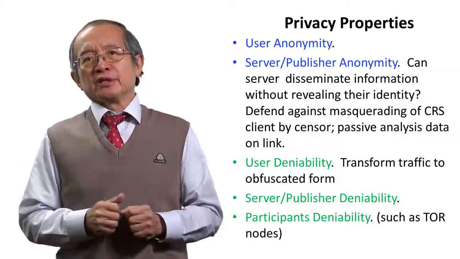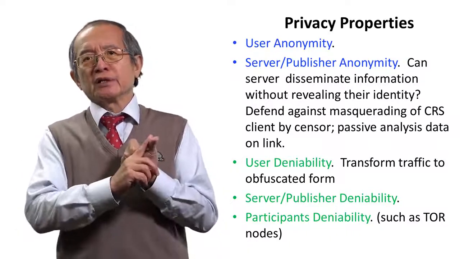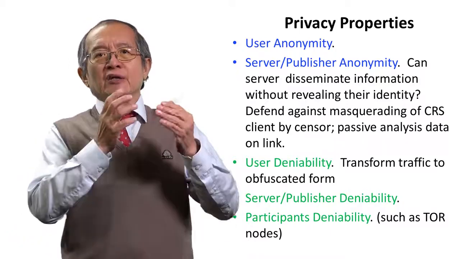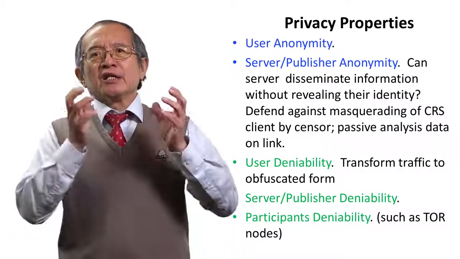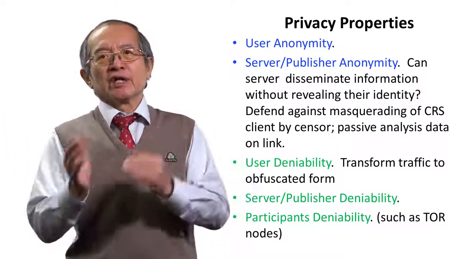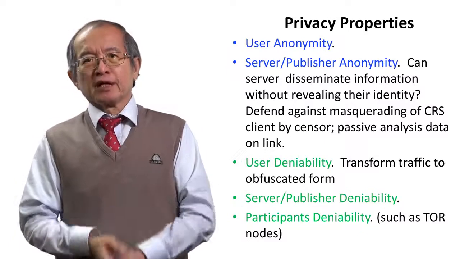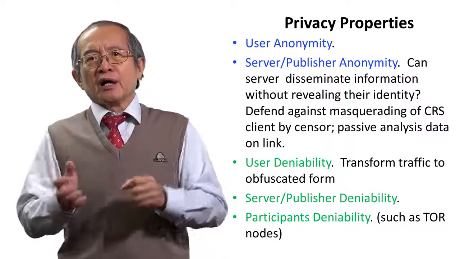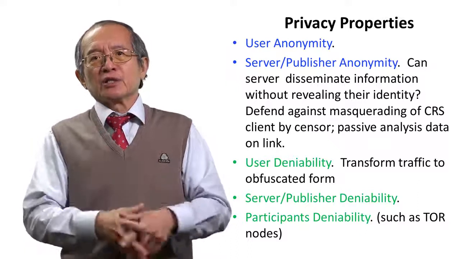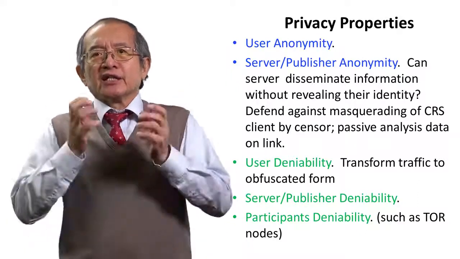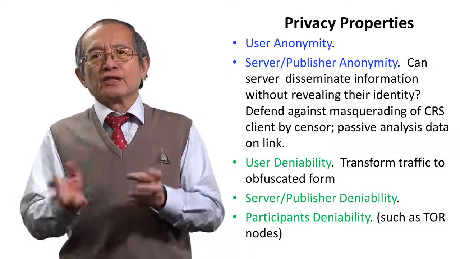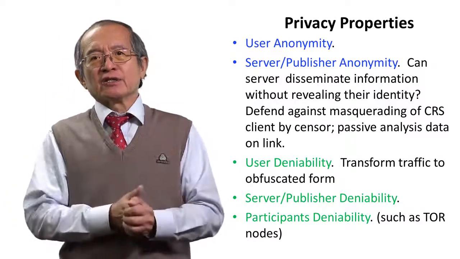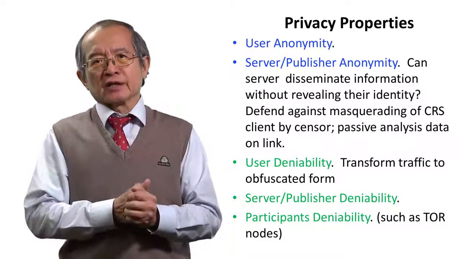CRS privacy properties include user anonymity. Through the CRS system, the CRS user presents to the outside an anonymous identity. Their connection cannot be easily traced or linked to the real identity of the user. Server and publisher anonymity property. The questions are: can the server disseminate information without revealing its identity? Can it defend against masquerading of a CRS client by the sensor? Can it defend against passive analysis of data on its outgoing link?